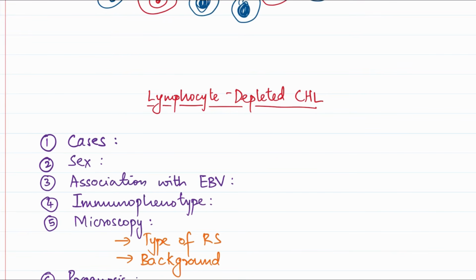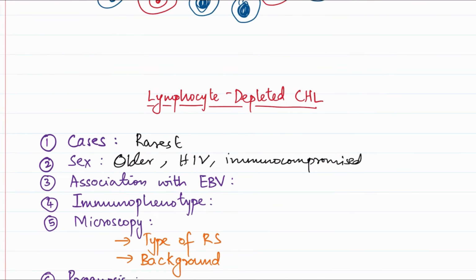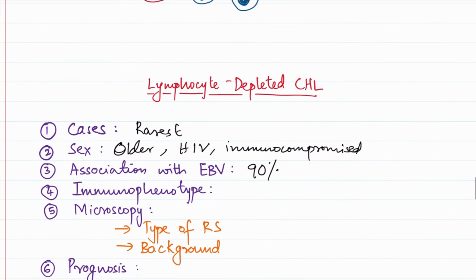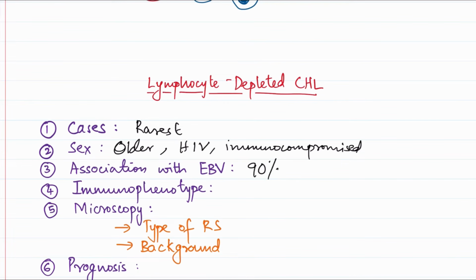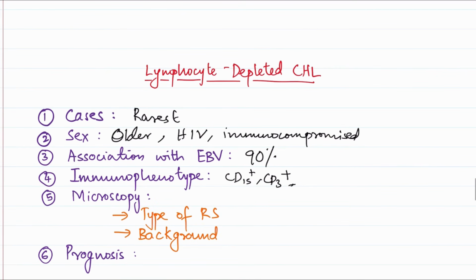Now moving on to the fourth type, there is lymphocyte depleted CHL. It is the rarest type, that is what we need to know. It is a very rare form, and it usually has a poor prognosis, and it affects elderly patients, both male and female, HIV patients, and immunocompromised individuals. And it has the strongest association with EBV. Around 90%, there is always an infection by EBV. And the immunophenotype, as we have said, it will be CD15 positive, CD30 positive, and it will be EBV positive in 90% of the cases.